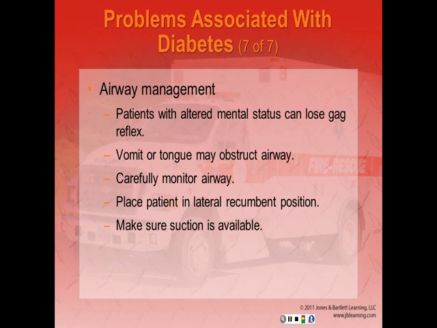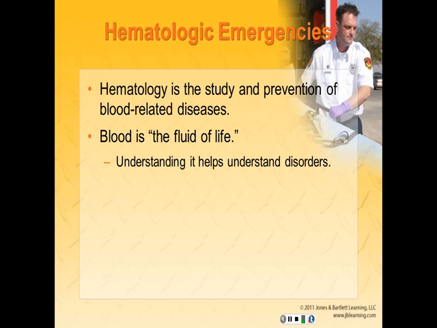Patients with altered mental status can lose their gag reflex, which affects airway management. Vomit or the tongue may obstruct the airway, and you should carefully monitor the airway at this time. Place the patient in a lateral recumbent position and make sure that suction is readily available. We're going to move on now to hematologic emergencies.